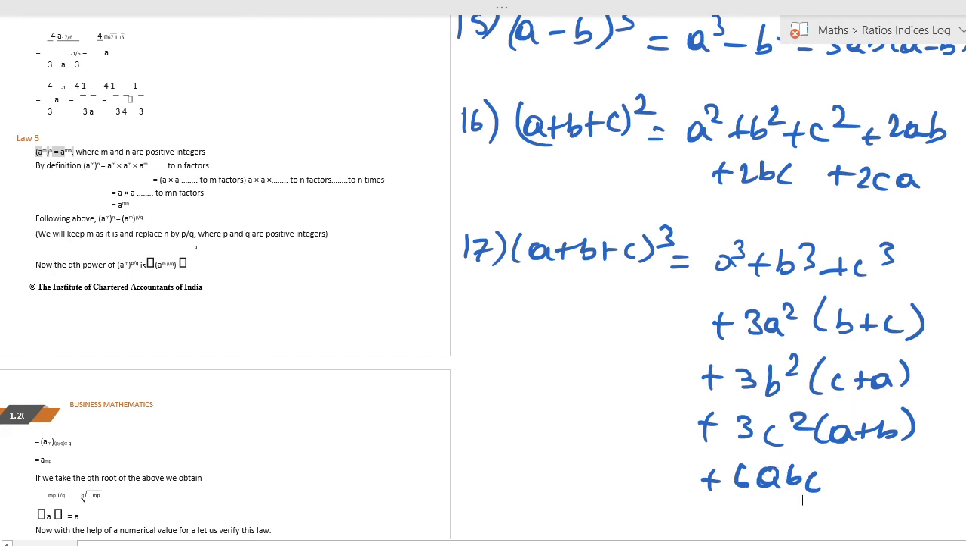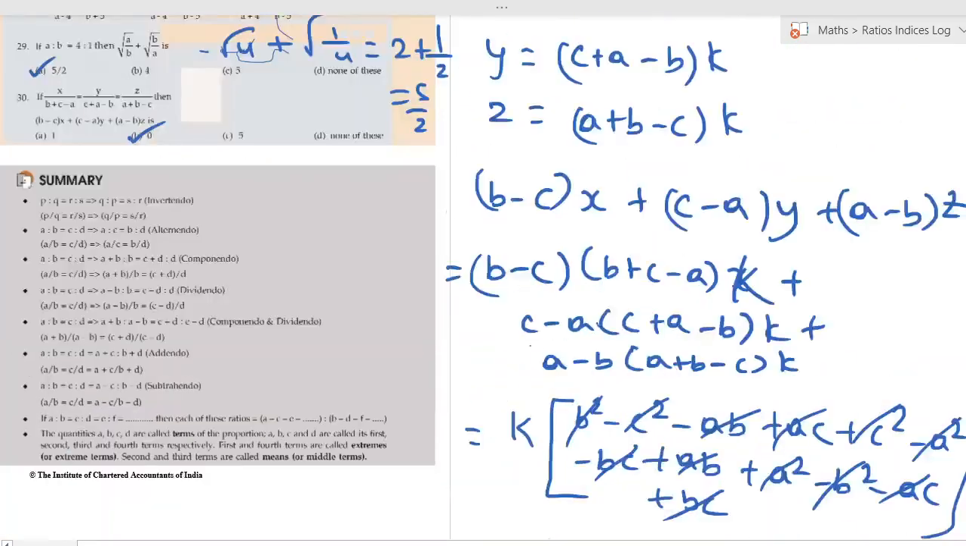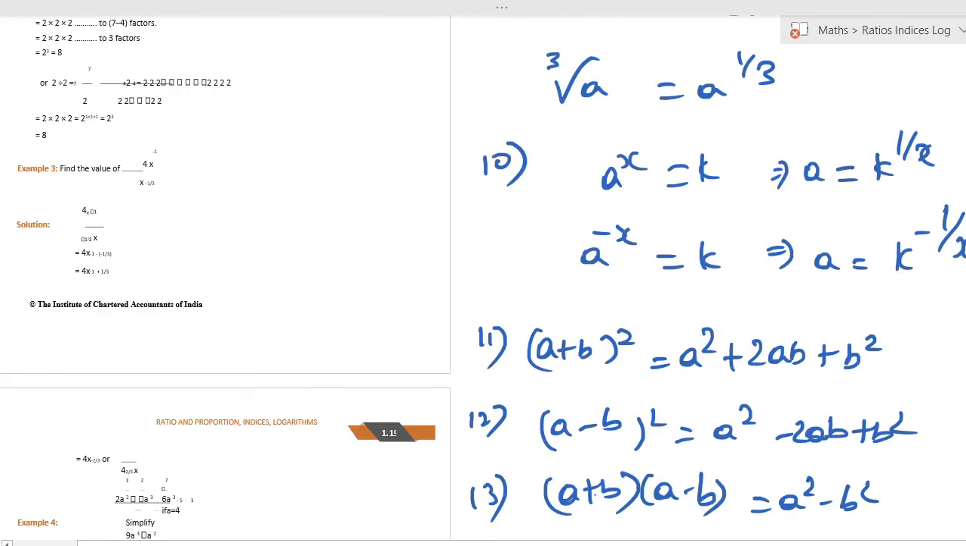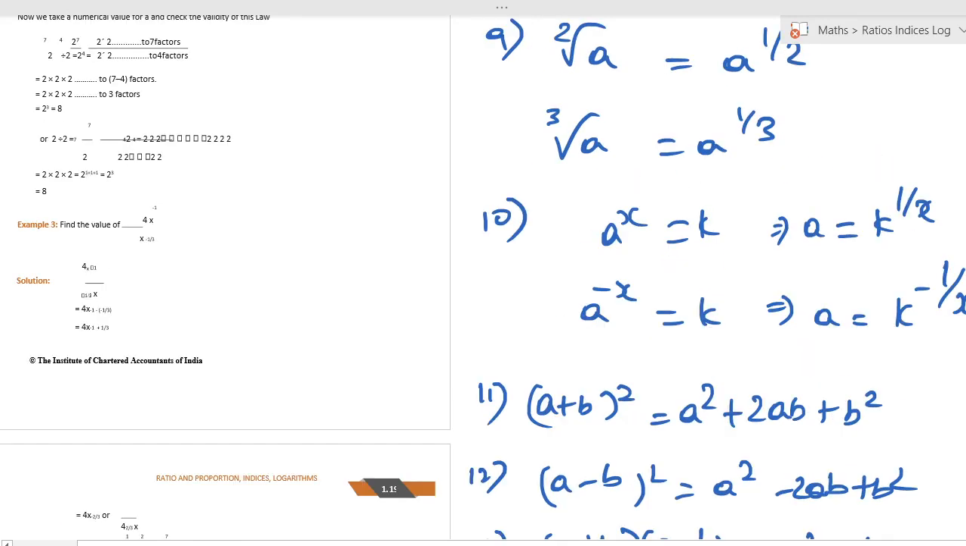So I hope you learned all the formulas by now. So these are the formulas which will be helpful in solving the problems of indices. In the next video, we'll see the problems of indices.